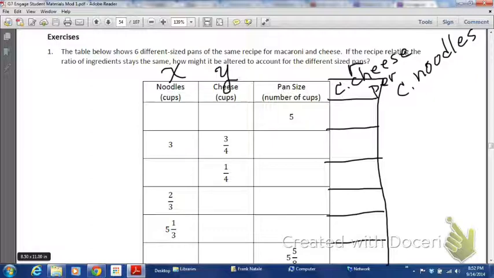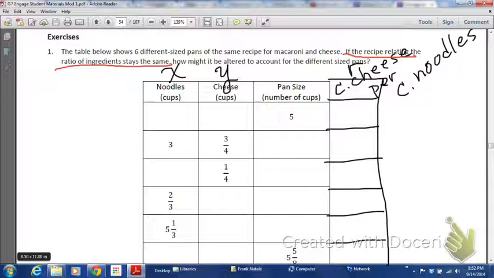The table below shows 6 different sized pans of the same recipe for macaroni and cheese. So if the recipe relating the ratio of ingredients stays the same, how might it be altered to account for the different sized pans? Okay, sounds kind of hard to understand, but again, if the recipe relating to the ratio of ingredients stays the same.